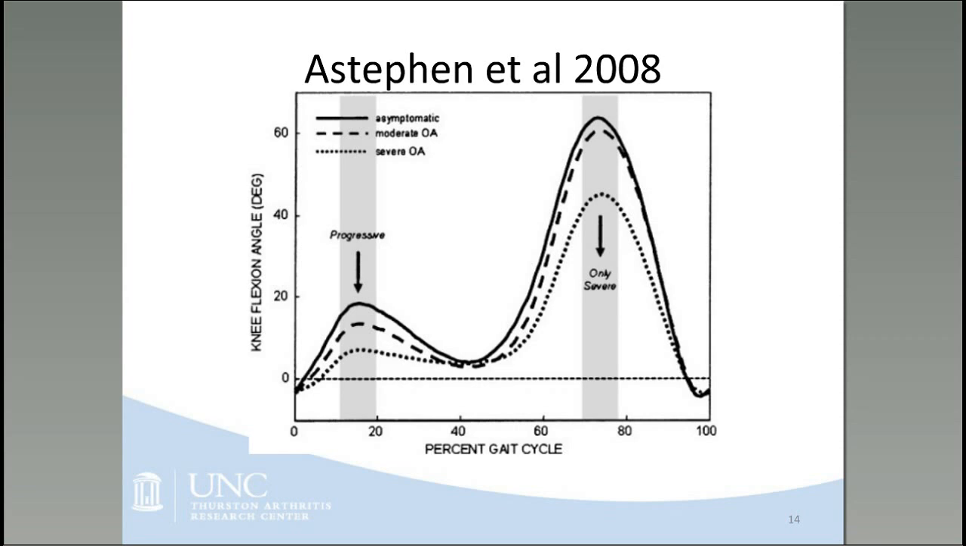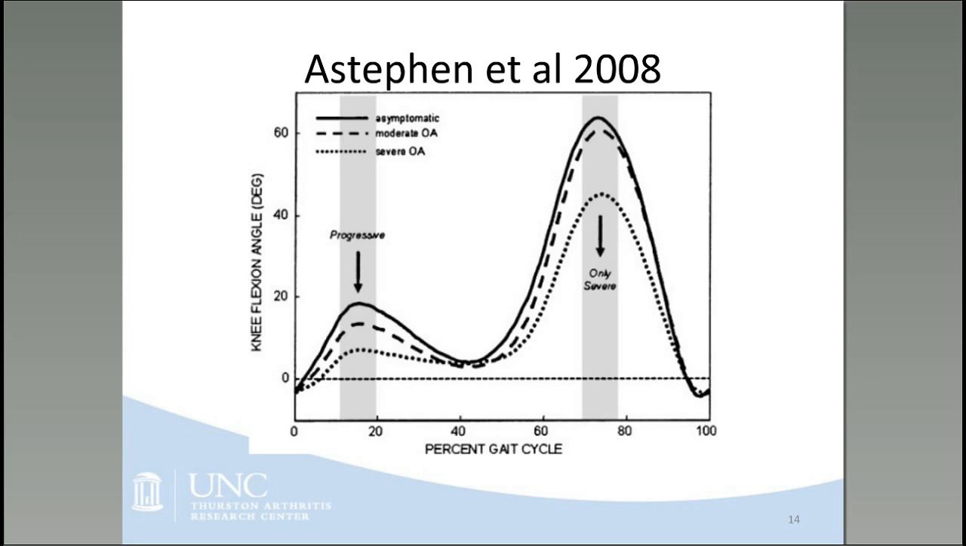And so now I'm just going to talk about the results in the sagittal plane. So that's the plane of motion that involves flexion or bending of the knee and extension or straightening of the knee. And so here we have a graph of knee flexion angle over a complete gait cycle. So from heel strike to heel strike of the same limb, how much does the knee flex and extend? And we have our asymptomatic group represented by the solid line, moderate knee OA by the dashed line, and severe by the dotted line.